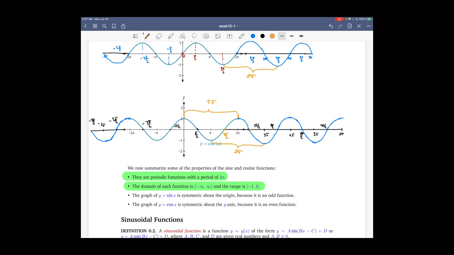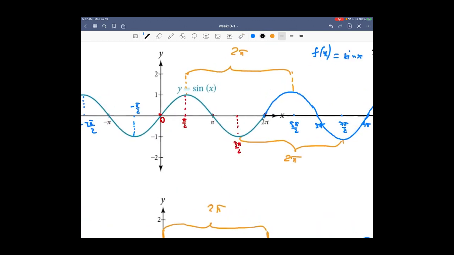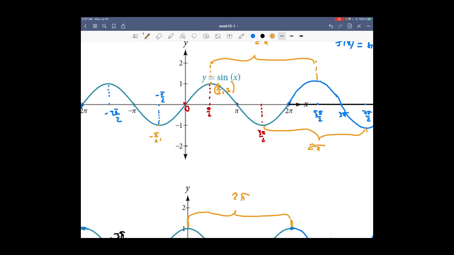It's important to keep in mind symmetry. We know sine x is an odd function. We know that from before. We talked about this in great detail. Because sine x is an odd function, its graph, as expected, is symmetric about the origin. This point, for instance, is pi over 2, comma 1, and this point is negative pi over 2, comma negative 1.